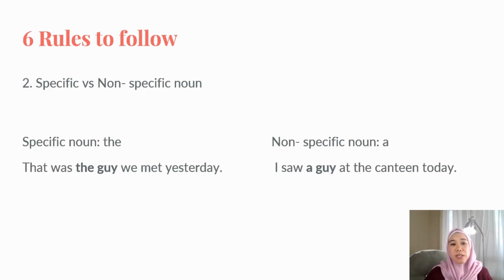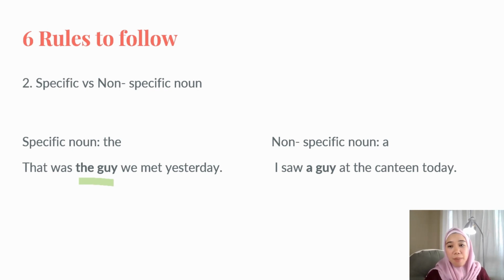Rule number 2, specific versus non-specific noun. So we've discussed this just now, so let's look into it again. Whenever we are talking about a specific noun, you have to use the article the. That was the guy we met yesterday. So it is a specific guy, laki yang kita jumpa semalam. So that's why we're going to use the.